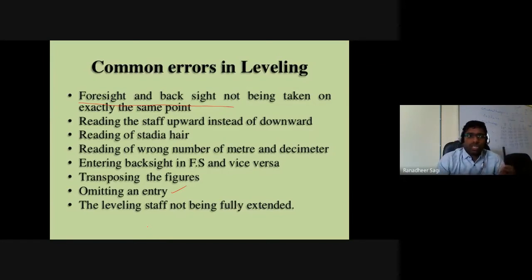So it's better that you pull your leveling staff according to your requirement to its full capacity, so that the possibility of committing mistakes while taking the readings on the leveling staff could be neglected.